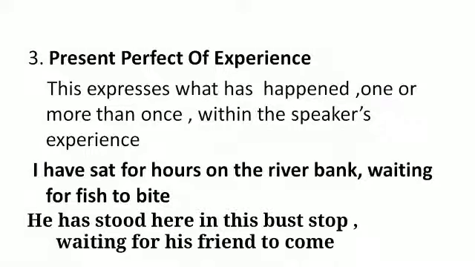Then the third use of present perfect tense is the present perfect of experience. This expresses what has happened one or more than once within the speaker's experience. Here, I have sat for hours on the river bank waiting for fish to bite. He has stood here at this bus stop waiting for his friend to come.